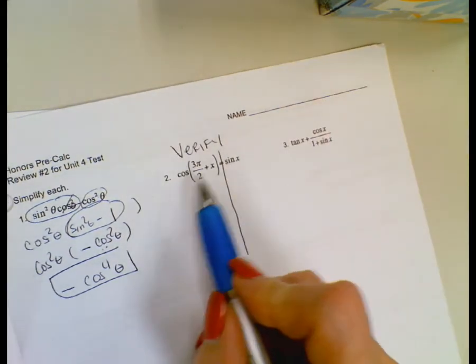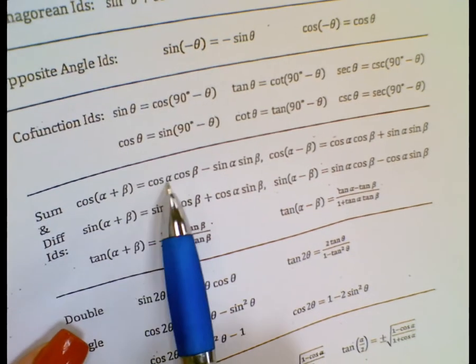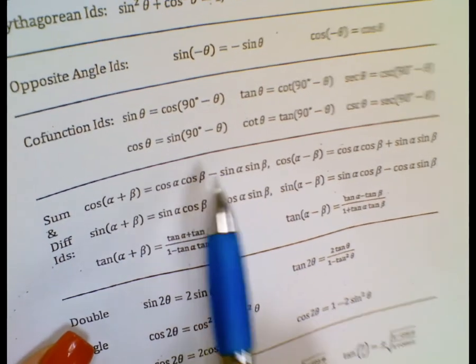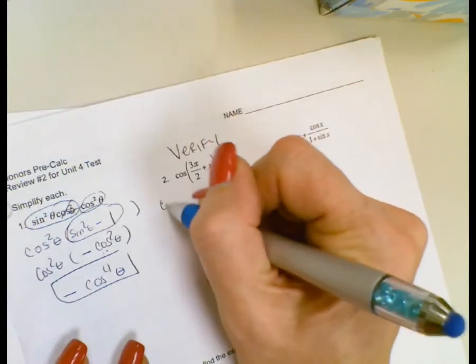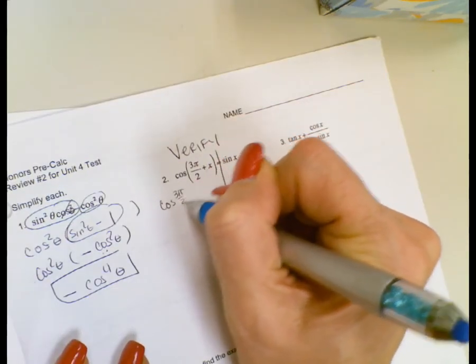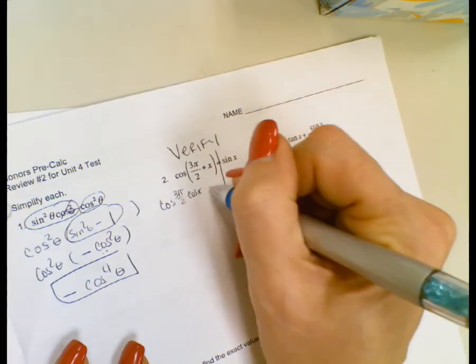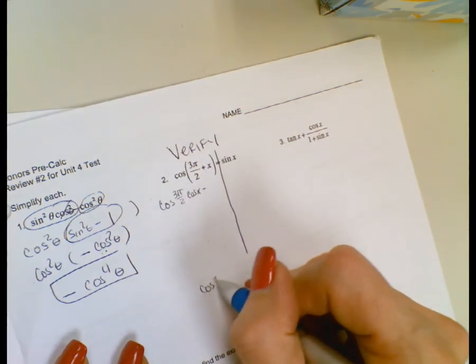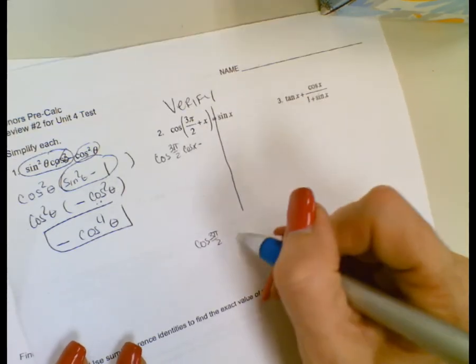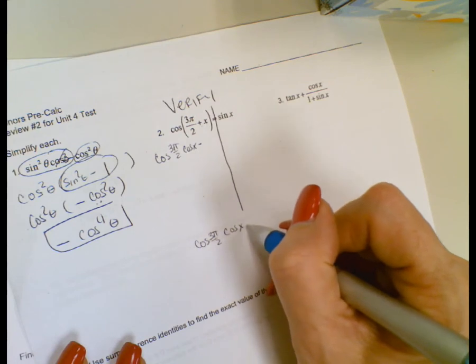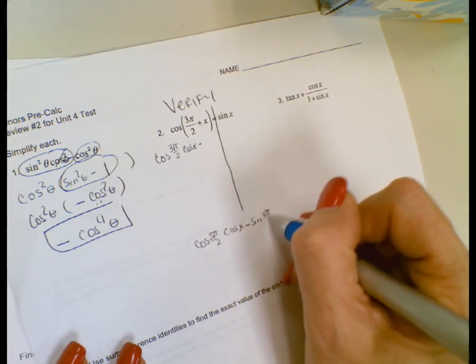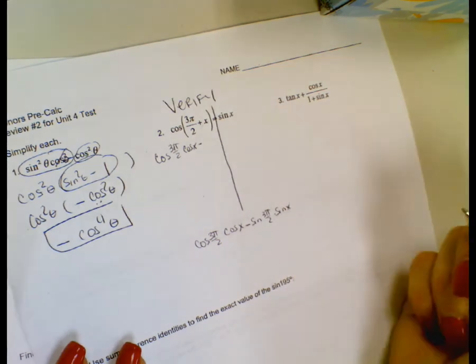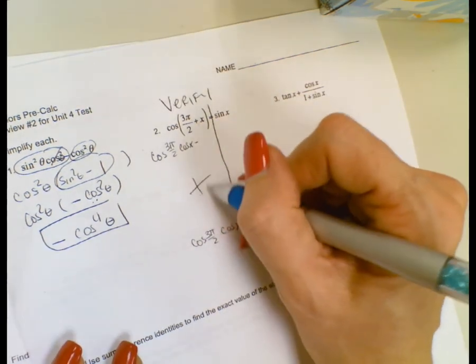So this is cosine sum of two angles. Cosine sum of two angles looks like this. You have cosine of the first angle, cosine of the second angle, minus sine, sine. It's cosine of the first angle, cosine of the second angle, minus, okay, I'm out of room now, I got to do this down here. Cosine of the first angle times cosine of the second angle minus sine of the first angle times sine of the second angle.